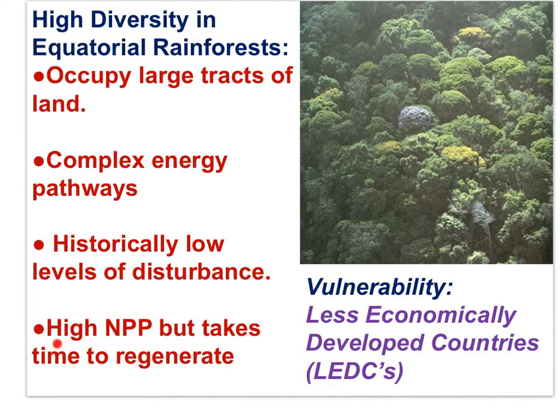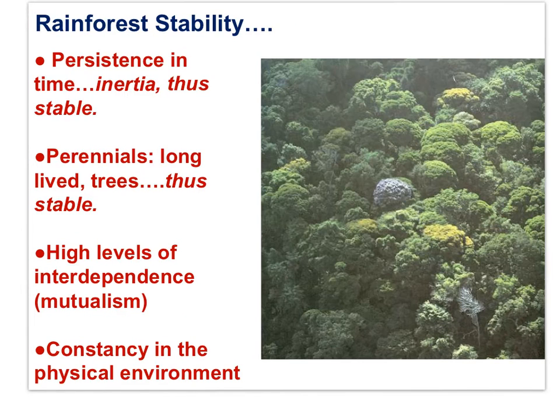High productivity, but the productivity takes time to regenerate. They don't bounce back from disturbance. Rainforests have persistence in time, inertia. Rainforests are difficult to disturb. They display stability. The trees of the forest are perennials. They are long-lived, thus stable. There are high levels of interdependence, mutualism, thus stable. Constancy in the physical environment, thus stable.